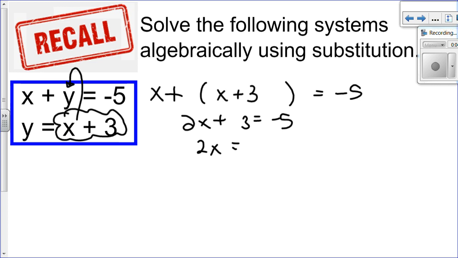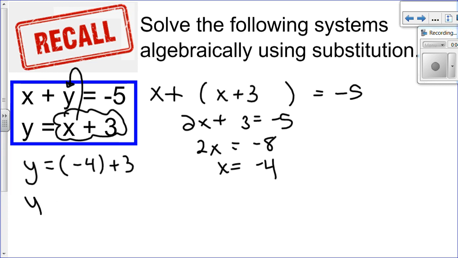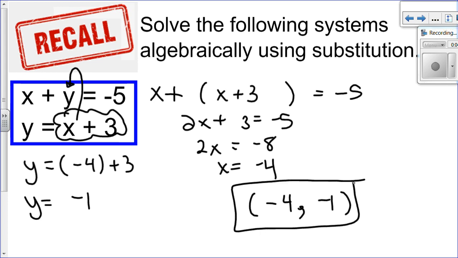So subtract 3 from both sides, divide both sides by 2. So now that I know that x is -4, I can sub it in to my y equals and figure out what y is. So this is -4 plus 3, so that's -1. So the point, remember it's always a point, of intersection or solution would be -4 and -1.